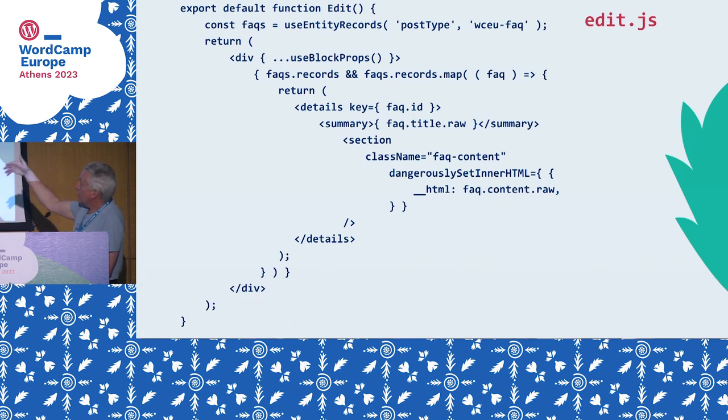Then we're basically just rendering the markup. useBlockProps is a hook that puts props onto the containing element. In this case, a div is the containing element. At the moment, it's just putting the class on, much in the way that we did in render.php.